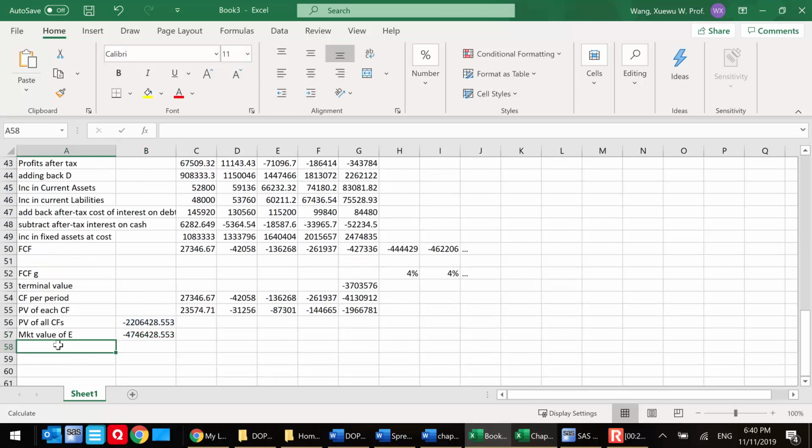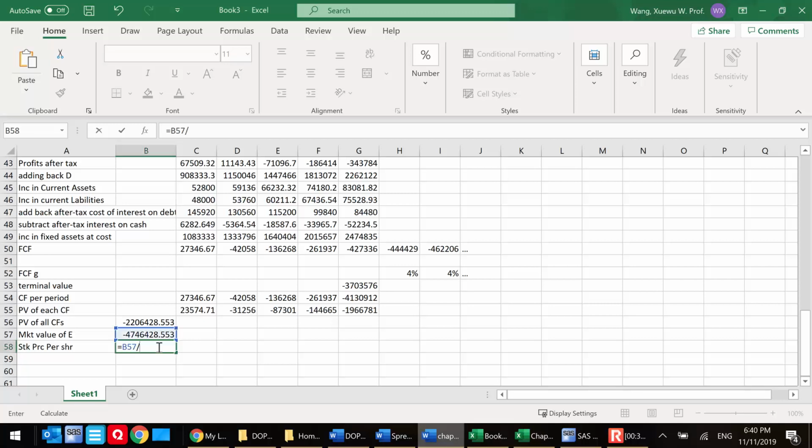And now I'm going to say stock price per share. That's going to be equal to the market value of equity divided by number of shares outstanding. This is provided in the question, so I'm going to refer to my Word document. I'm just going to copy this number for number of shares outstanding and divide, and the price is negative $3.16. So this really is a very poorly run company.